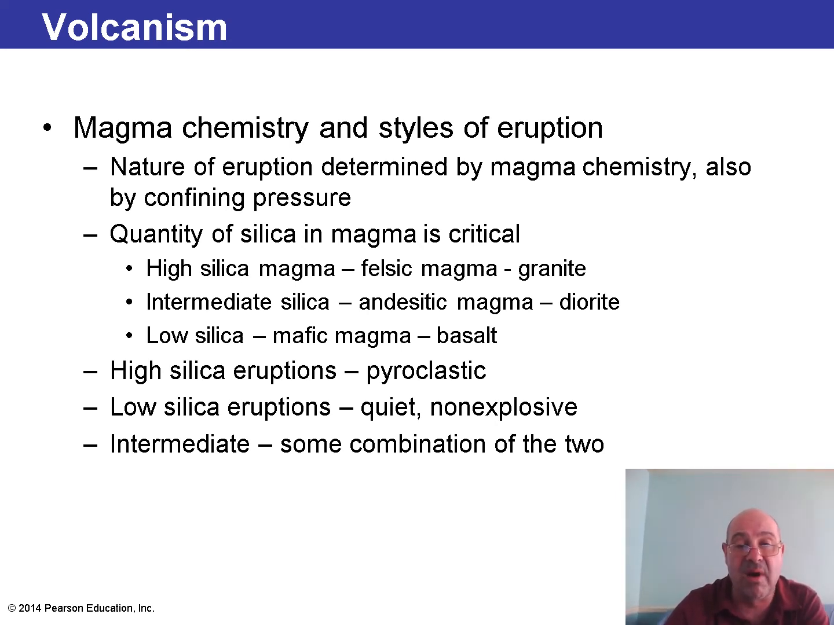Okay. Quantity of the silica in the magma is critical. High silica magma, all right, felsic magma, you get granite. Intermediate silica, you get andesite, diorite. And low silica, mafic magma, and basalt. So high silica eruptions have pyroclastics, okay? High silica. So the more silica you got, the bigger the boom.